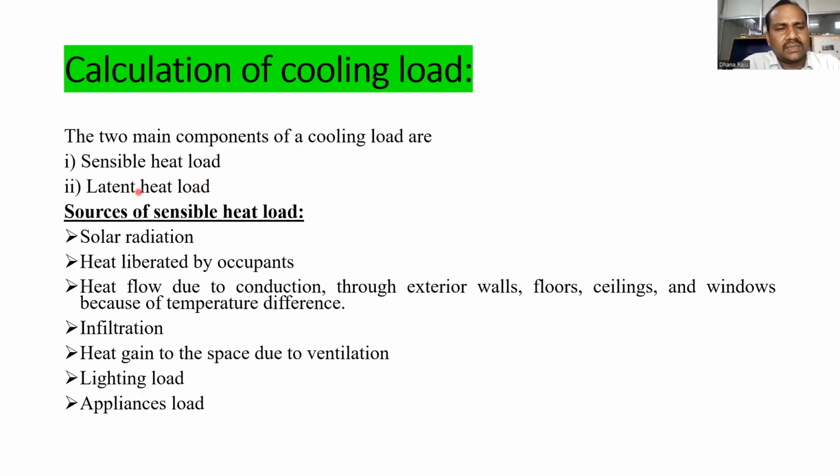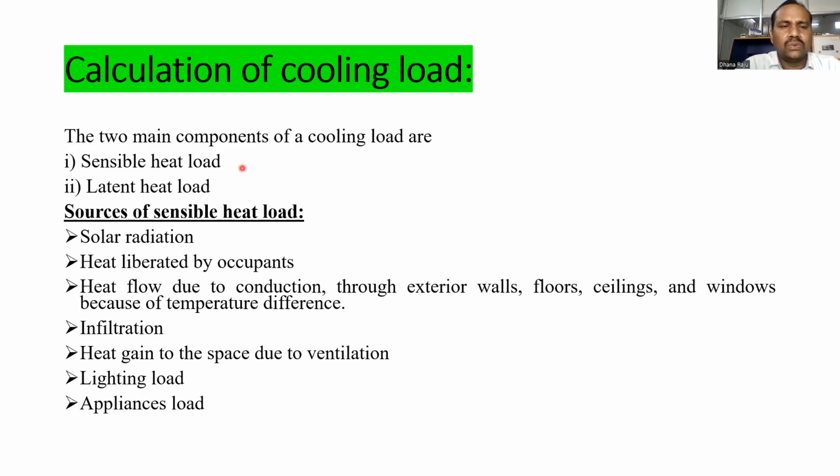Whereas latent heat: whenever the heat interaction causes a phase change, that means liquid to vapor, vapor to liquid, liquid to solid, or solid to liquid, at constant temperature, then whatever the heat addition, it is called latent heat. This latent heat is evaluated as m into L, where m is the mass of the substance and L is the latent heat of that substance. So, mass into latent heat.